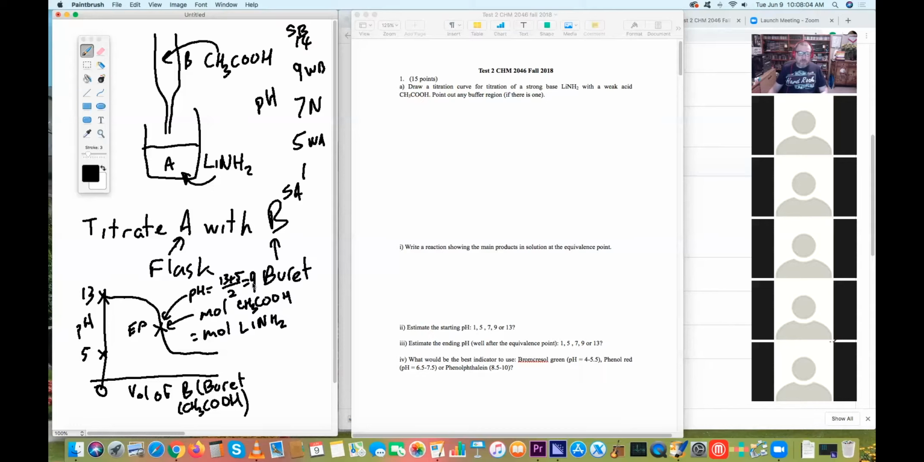But the pH at the equivalence point is always going to be sort of like the average between what you start with and what you finish with.